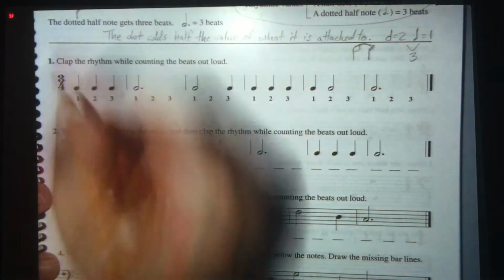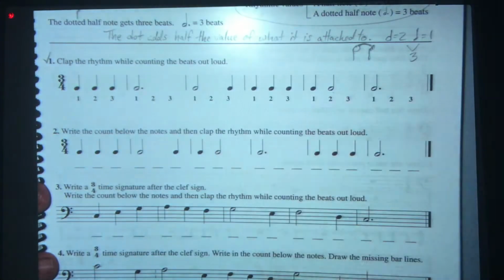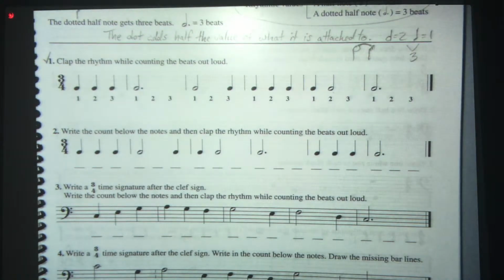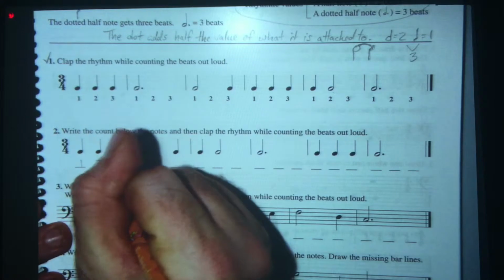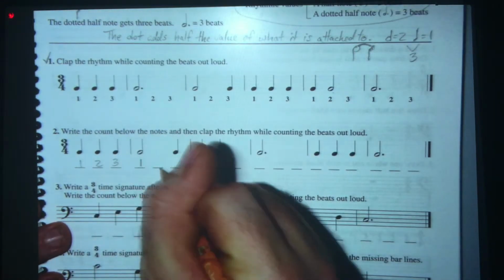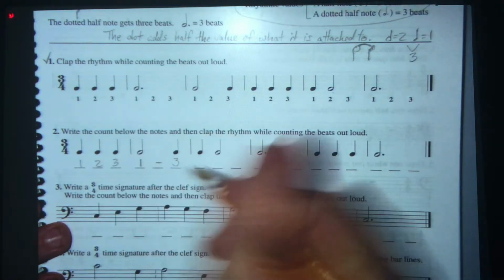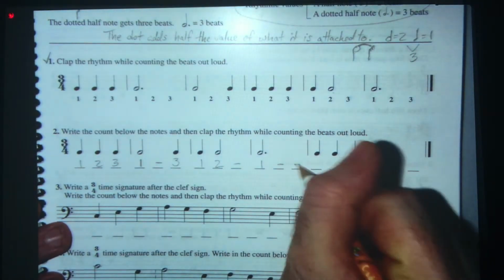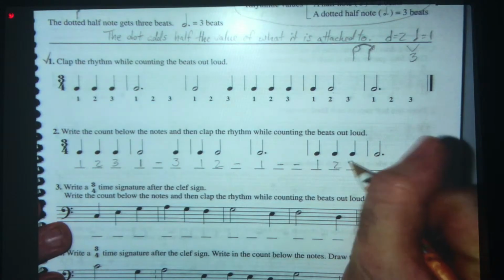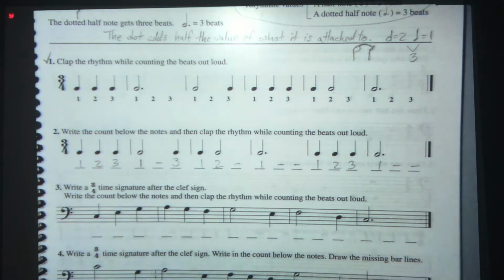Number 2, write the count below the notes and then clap the rhythm while counting the beats out loud. Piece of cake. 1, 2, 3, 1, that would be 2, 3, 1, 2, that would be 3, 1, dash, dash, 1, 2, 3, 1, 2, 3. There you go.